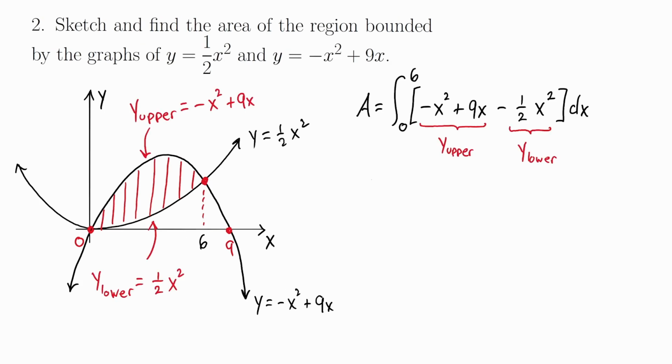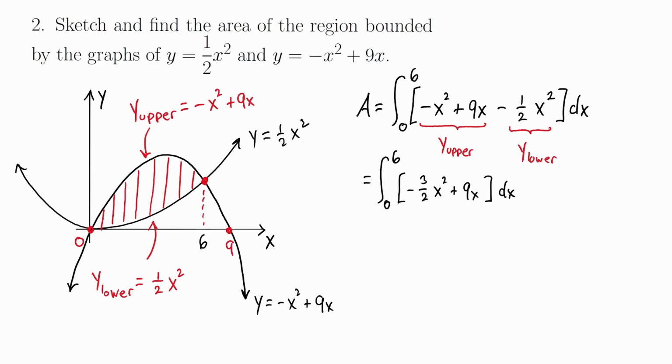Using our sketch, we can determine that the equation for the upper curve is given by y equals negative x squared plus 9x, and the equation for the lower curve is given by y equals 1/2 x squared. Our integral to calculate the area is going to go from the intersection point 0 to the other intersection point 6. So we get our integral here going from 0 to 6 of the upper curve minus the lower curve. Now we can go ahead and simplify some of those terms there. We can combine negative x squared and negative 1/2 x squared to give negative 3/2 x squared. And then we have just plus 9x by itself.